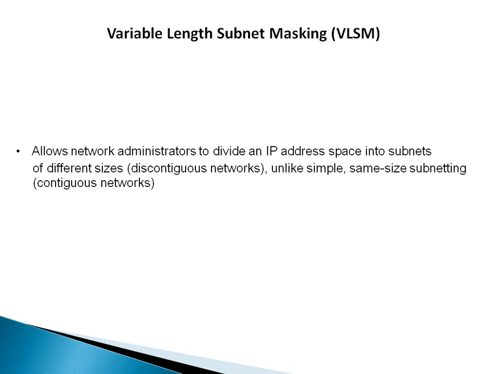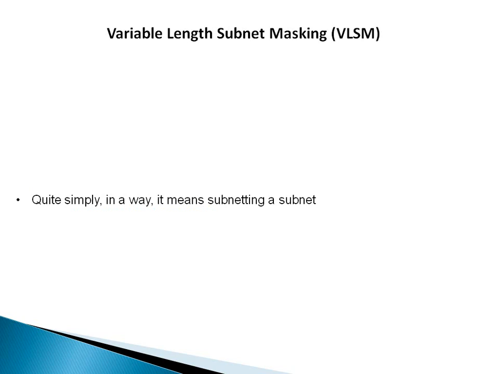VLSM allows network administrators to divide an IP address space into subnets of different sizes, also known as discontiguous networks, unlike simple same-size subnetting or contiguous networks. Quite simply, in a way, it means subnetting a subnet.